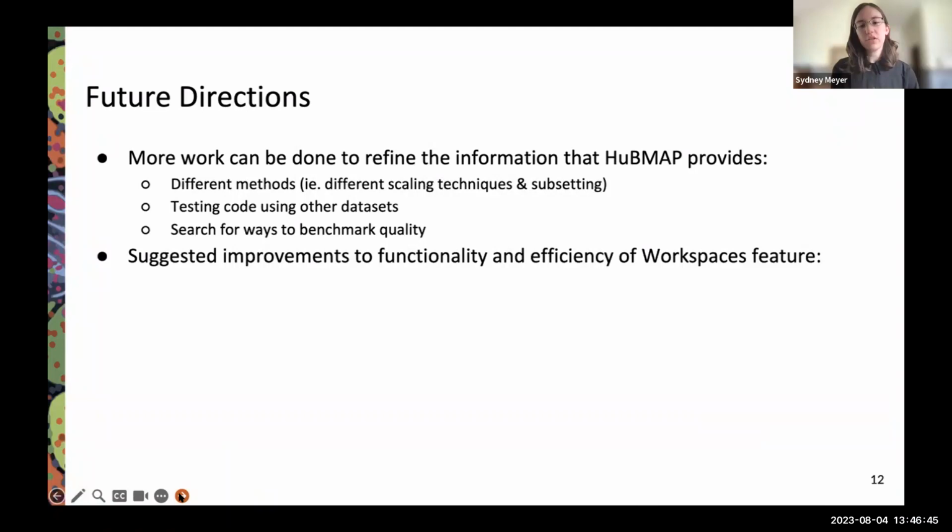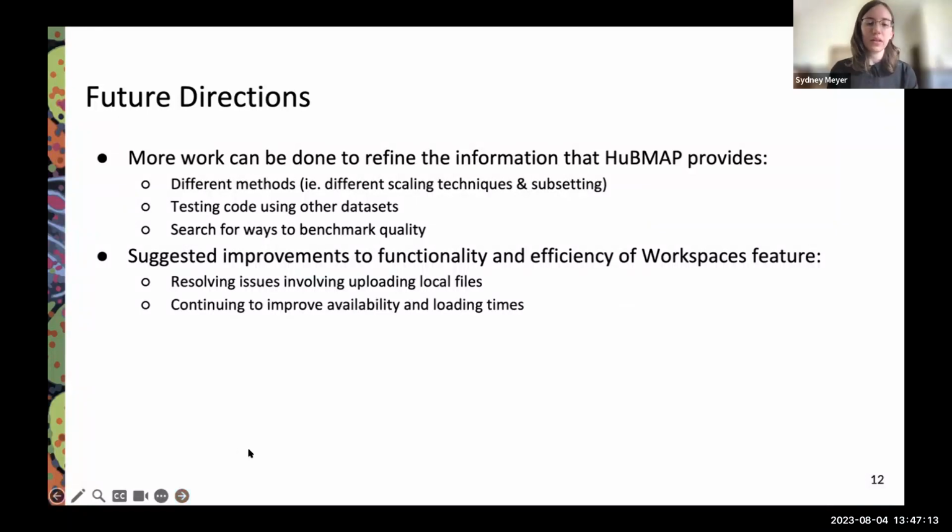Additionally, in my experience using the HuBMAP workspaces, I have a couple of suggested improvements to their functionality and efficiency due to issues that I've run into, such as resolving some issues related to uploading local files, as even smaller size files for some reason would not upload from my computer. And also continuing to improve availability and loading times, which can be rather long at the moment, which makes it not exactly ideal for people hoping to use the workspaces to do analyses.